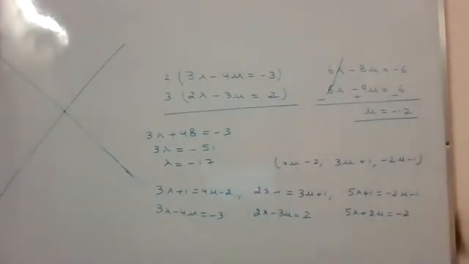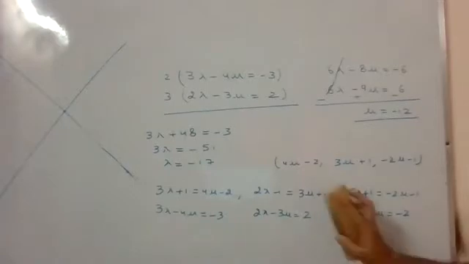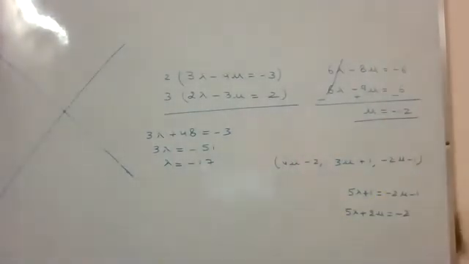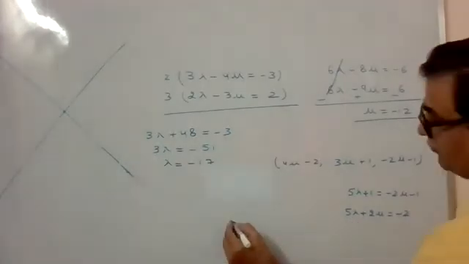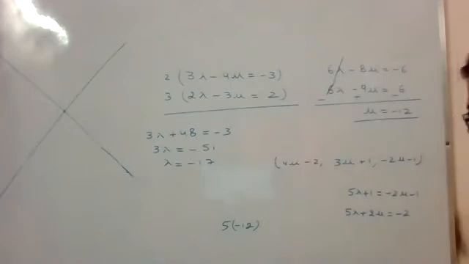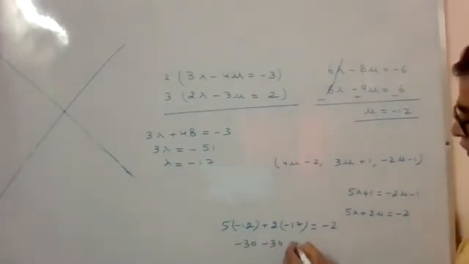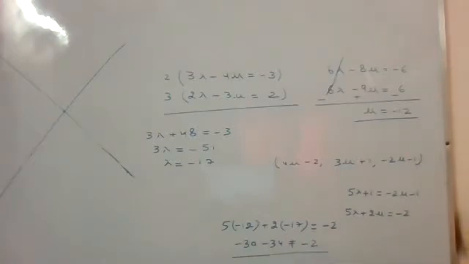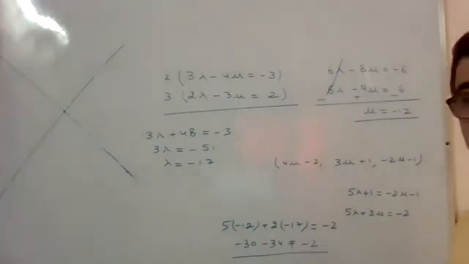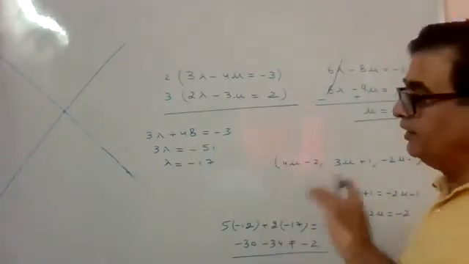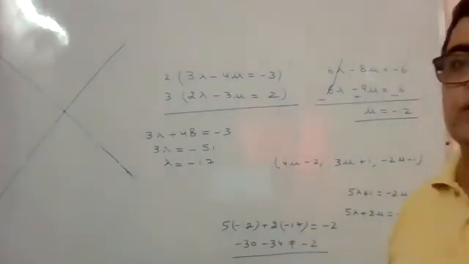Now check whether it satisfies the third equation or not. Third equation is this. So we should check whether it satisfies or not. 5 into minus 12, then plus 2 into minus 17 should come as minus 2. Check it. Minus 30 minus 34 is not coming as minus 2. It does not satisfy the third condition, and if it does not satisfy the third condition, we will say they are not intersecting. So we will say these two lines will not intersect.